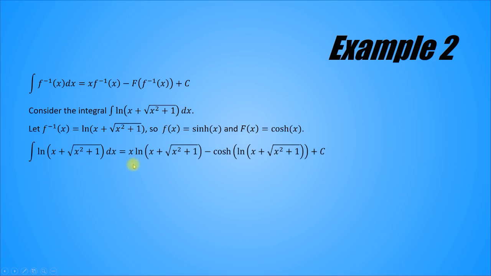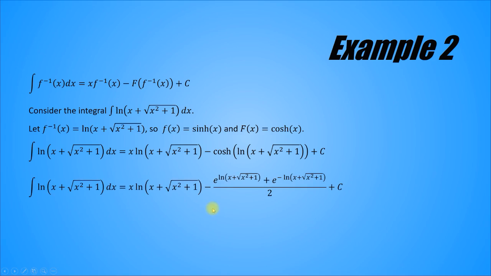So this integral equals x f inverse of x, so this is the f inverse right here, minus capital F, which is the hyperbolic cosine, composed with f inverse, which again is the natural log, plus c. Now, the integration is now done, and we could totally stop here. But what if hyperbolic trig functions aren't a part of your syllabus? What if we had to do this whole thing in terms of exponentials? I'll revert back to exponentials and clean this up for you.